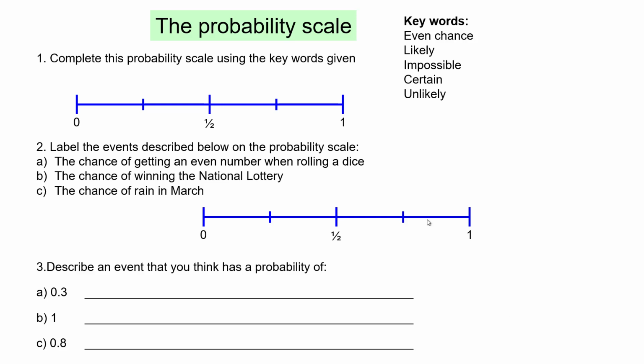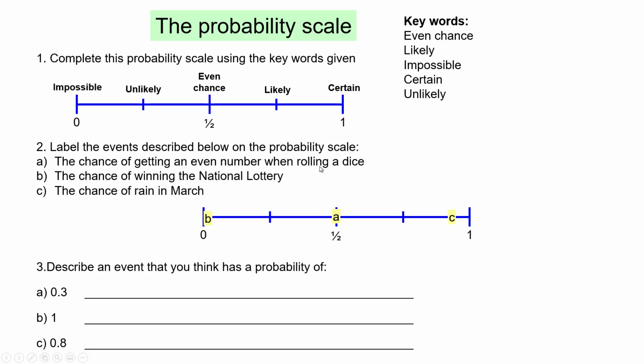Right, so completing the probability scale should be straightforward enough. Halfway is evens, likely, going towards certain. Impossible is at 0, certain is at 1, and unlikely is between evens and impossible. Number 2, label the events described below on the probability scale.